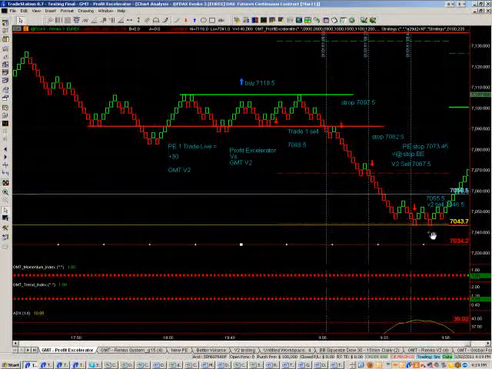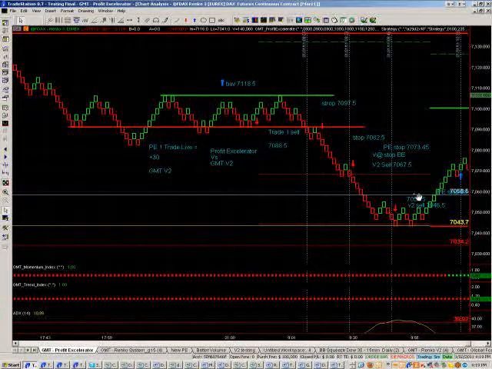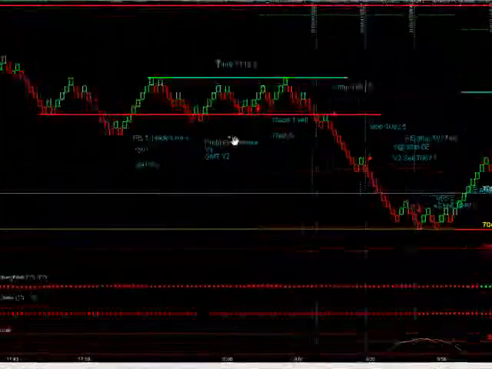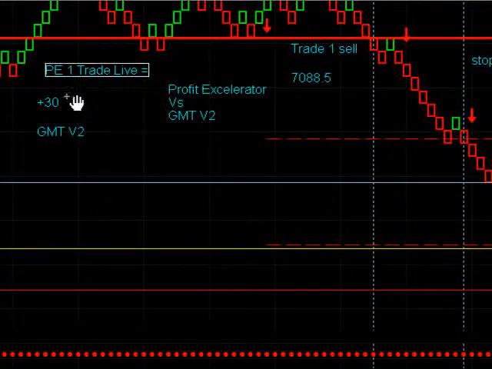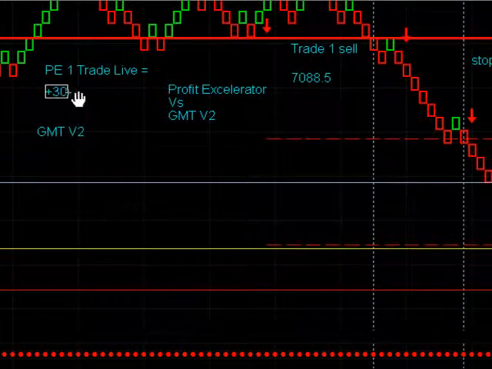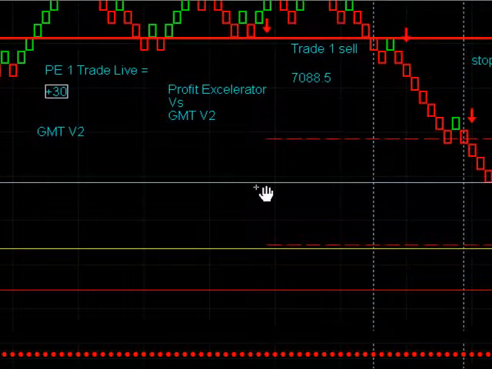So you can see here that we get taken out at 705.850, and that was just one trade. So trade one, we called this live in our Euro session, and we took 30 points out of that. So just a nice easy trade breakdown short.